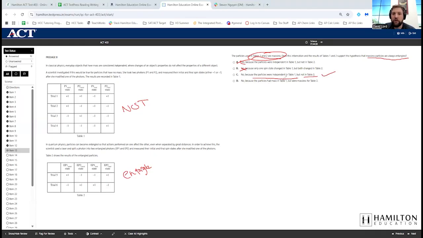The particles had mass. No, they were massless. So again, sometimes the ACT has weird contradictory information, but again, there's only one correct answer, so they have to try to trick you somehow. So the answer was C. And that was the last one for passage 2.